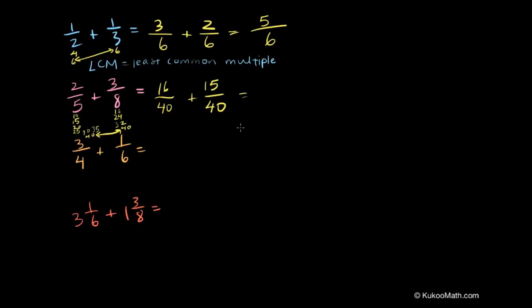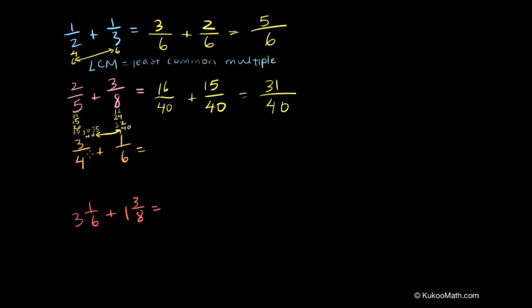Now they have the same denominator, and we have 2 equivalent fractions. We just rewrote the problem, but with a denominator of 40, so we can add. 16 plus 15 is equal to 31. And then our denominator is 40 again. And we can't simplify this any further, so our answer is 31 over 40.